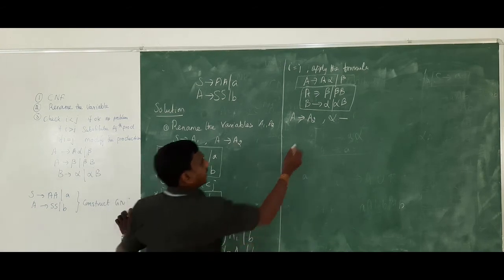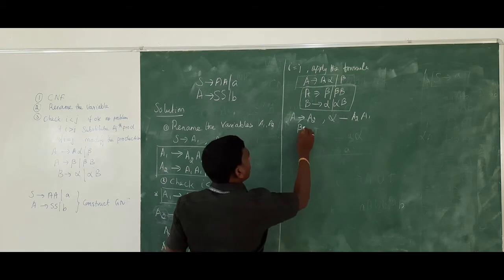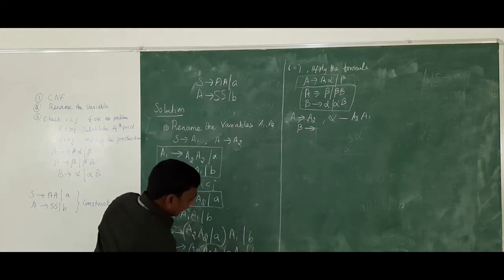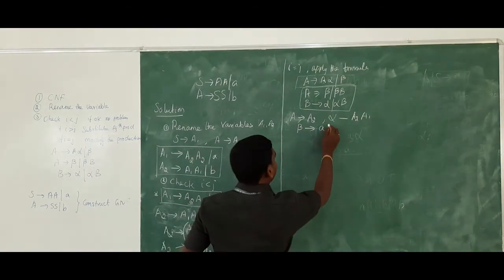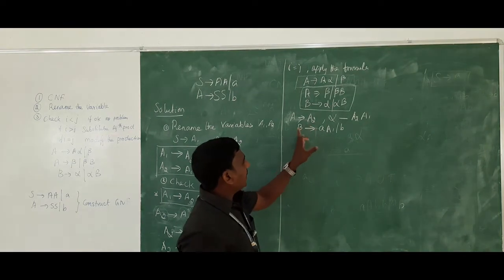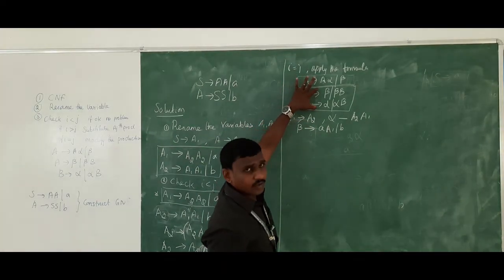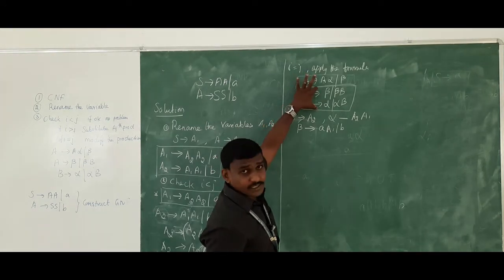A alpha. This is A tends to A, and everything after it is alpha. After A it comes A2, A1, so alpha is A2, A1. What is beta? Remaining everything is beta: A1 slash B. So I find alpha, beta and A, right? I have to apply those two things with this formula. Okay, one more production you will get, that is the concept.